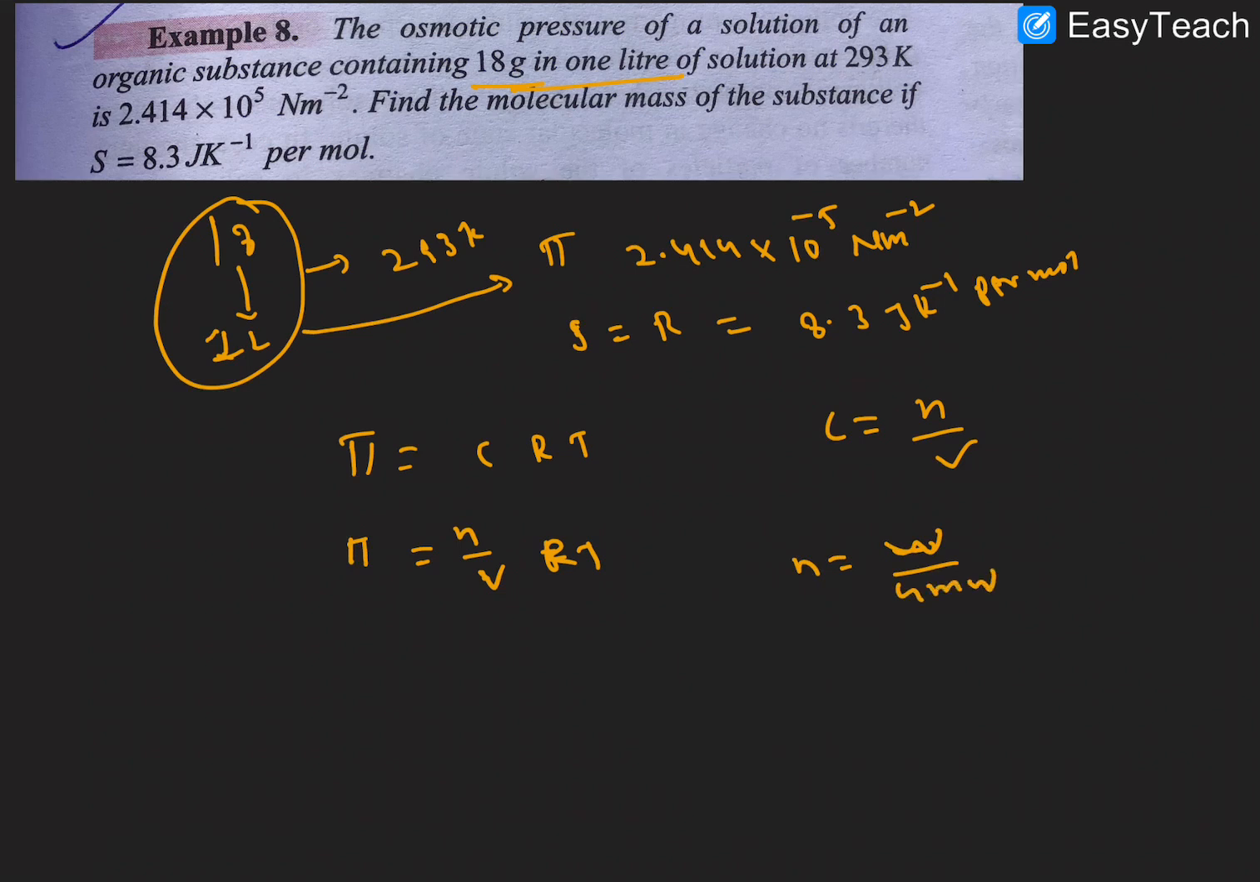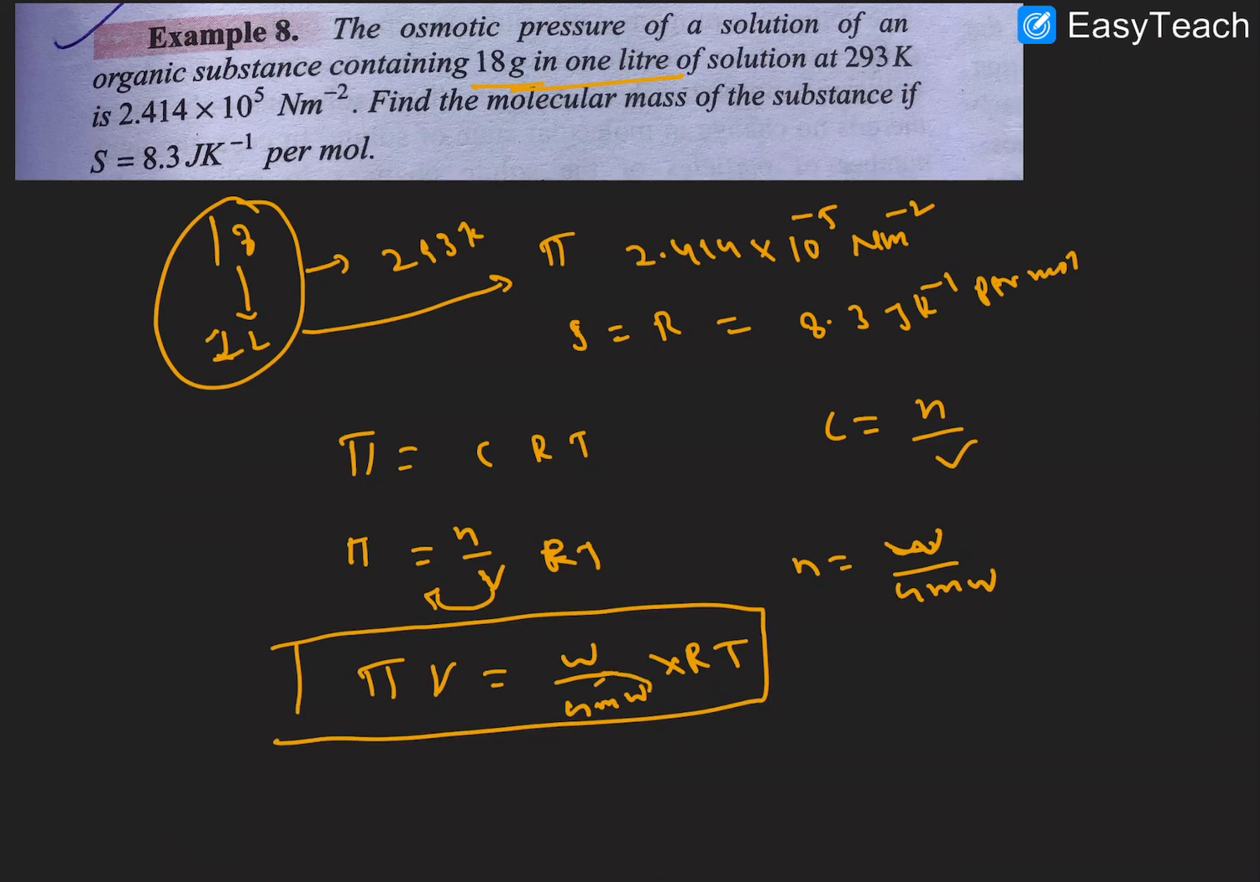N is nothing but weight of solute by gram molecular weight of solute. We already derived this formula. So I am writing here V into weight by gram molecular weight into RT, right? By using this formula we can find the gram molecular weight of solute, that is the molecular mass of solute. I hope it is clear.